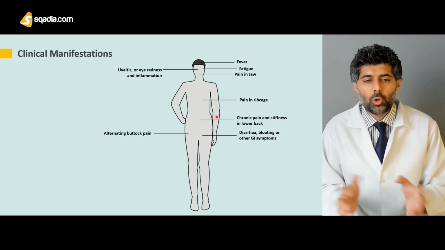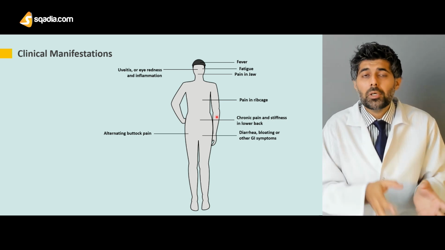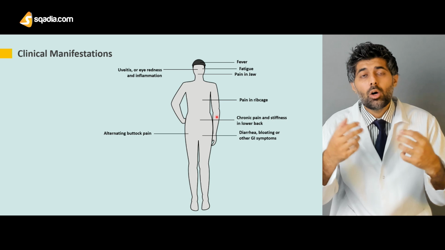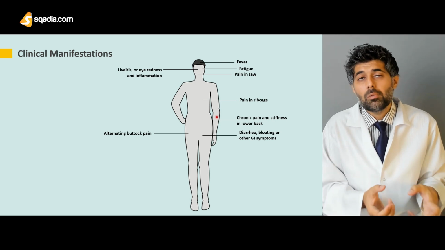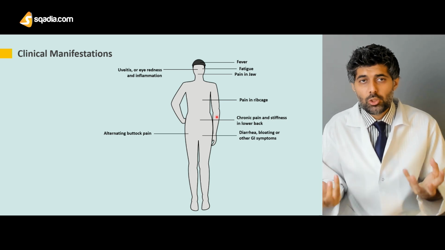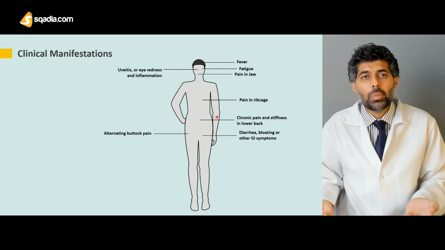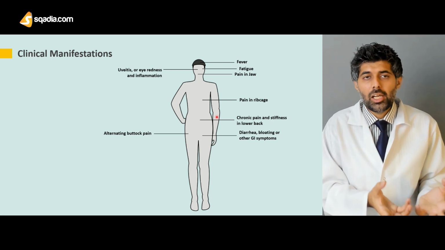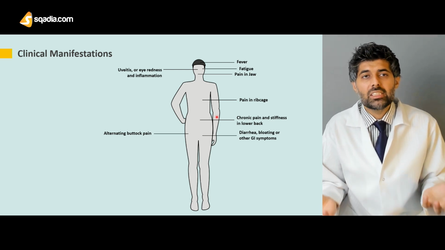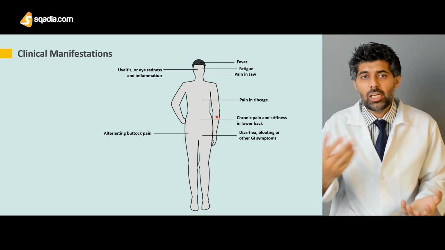Next, we have alternating buttock pain. This alternating buttock pain is due to the ossification and the inflammation of the sacroiliac joint. Because the sacroiliac joint is usually in the process of ossification, the pain in that area usually alternates as the person moves and during daily activity.